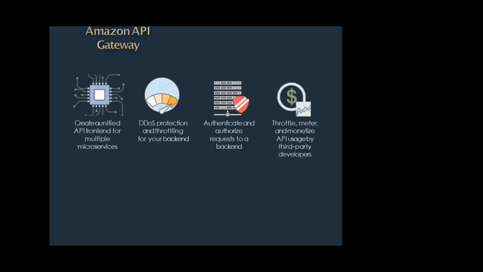Now, what is Amazon API Gateway? Amazon API Gateway is a fully managed service that makes it easy for developers to create, publish, maintain, monitor, and secure APIs at any scale. APIs act as the front door for applications to access data, business logic, or functionality from the backend services. Using API Gateway, you can create RESTful APIs and WebSocket APIs that enable real-time two-way communication between applications. API Gateway supports serverless workloads as well as web applications.